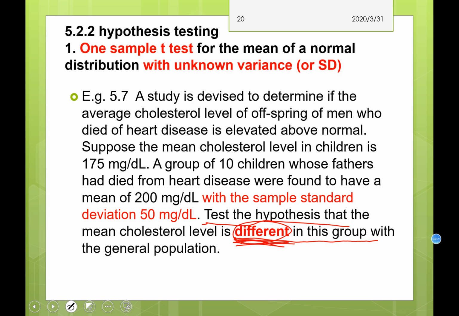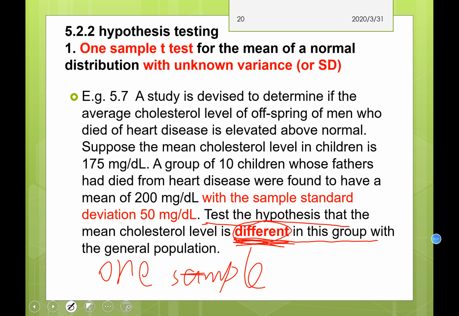The first one is based on z distribution. We call it one sample z-test. And the second method is what we have learned this class, that is one sample t-test. And we notice that all of these methods are used for one sample. So, is that a question about one sample? Let's identify it.